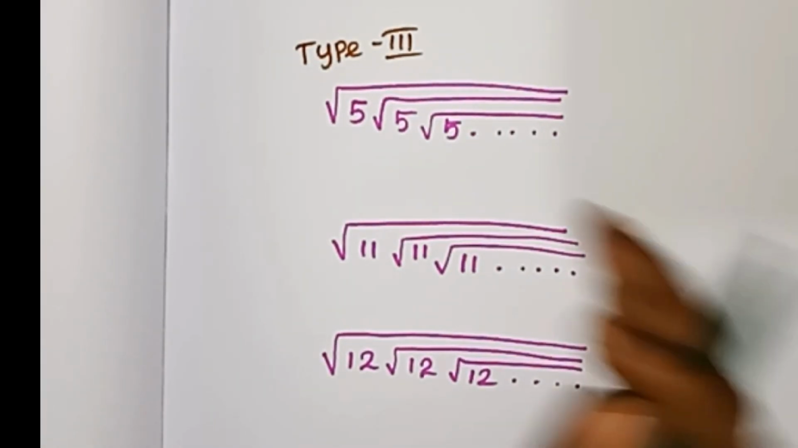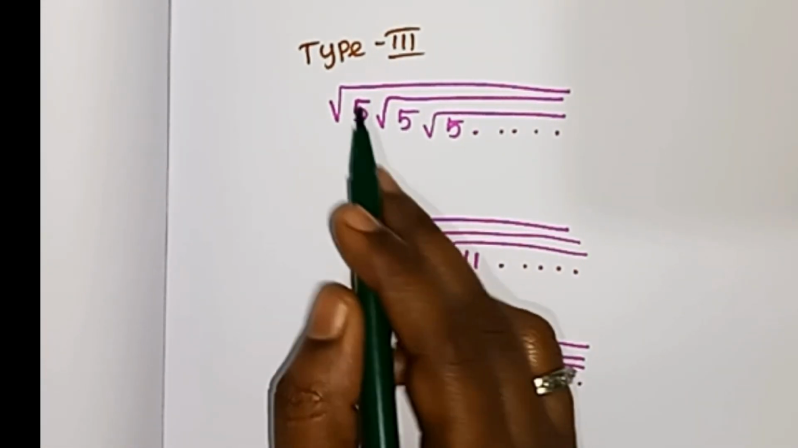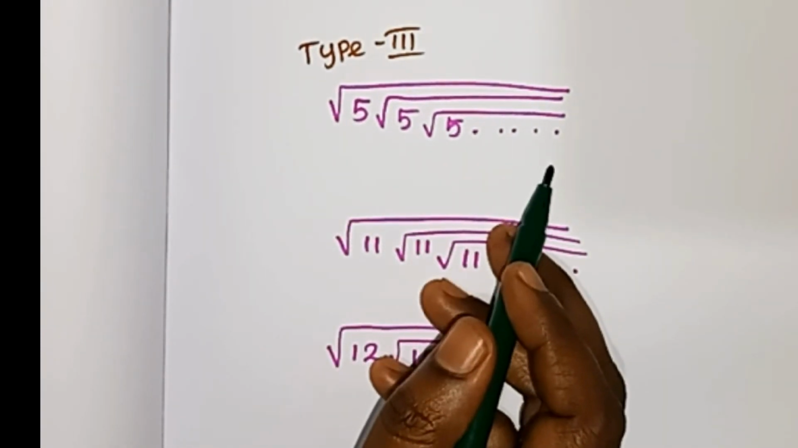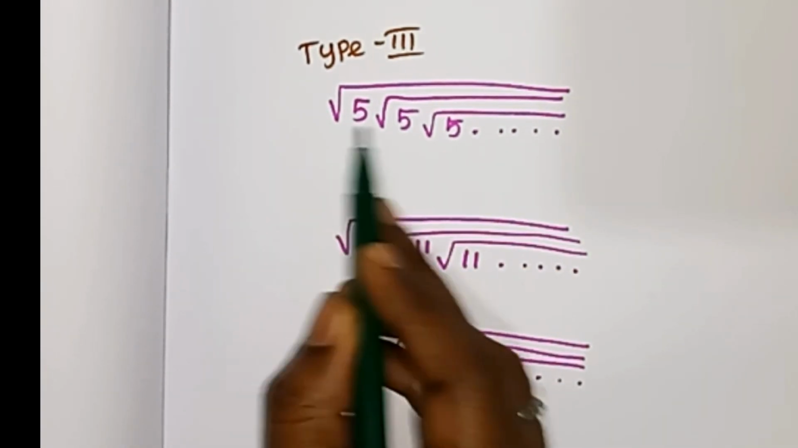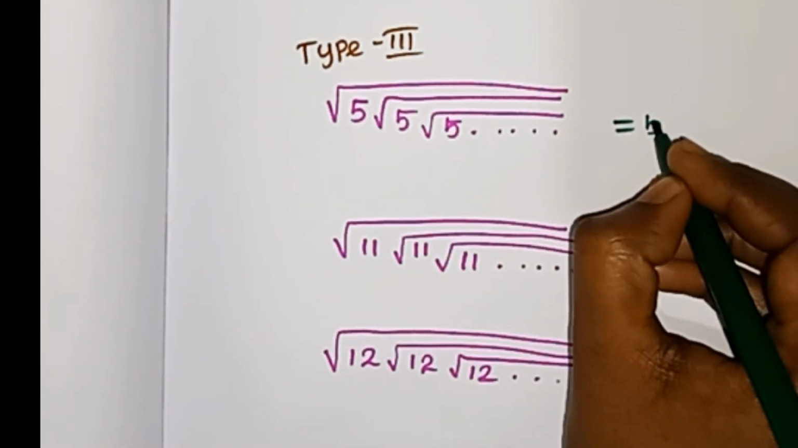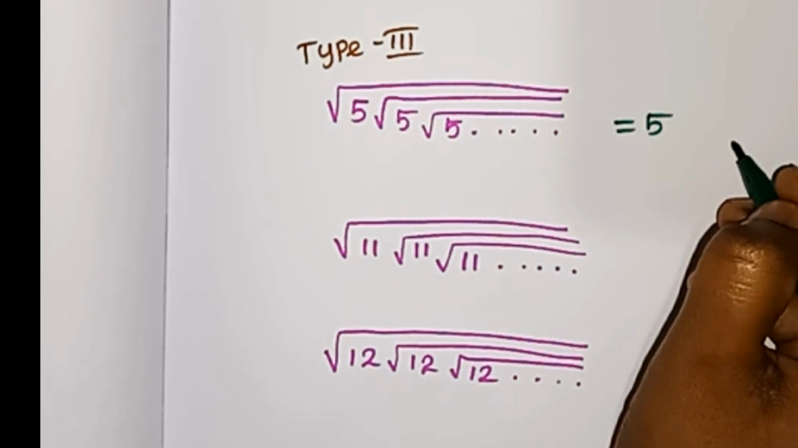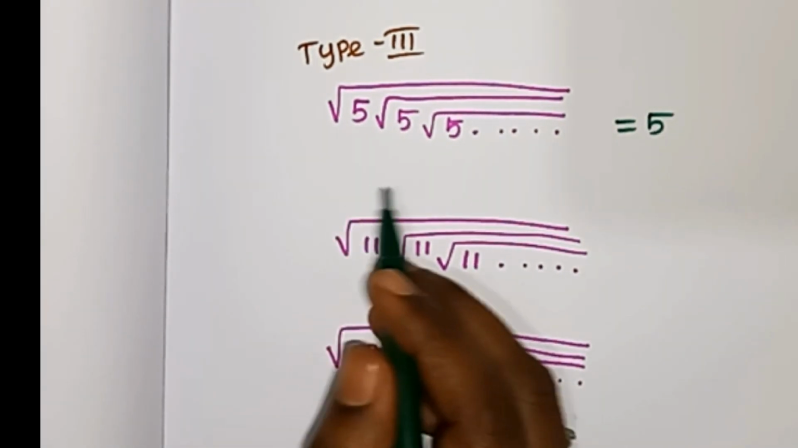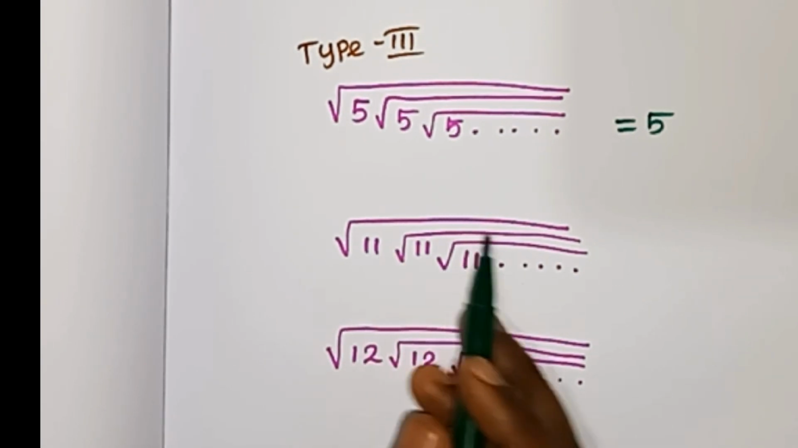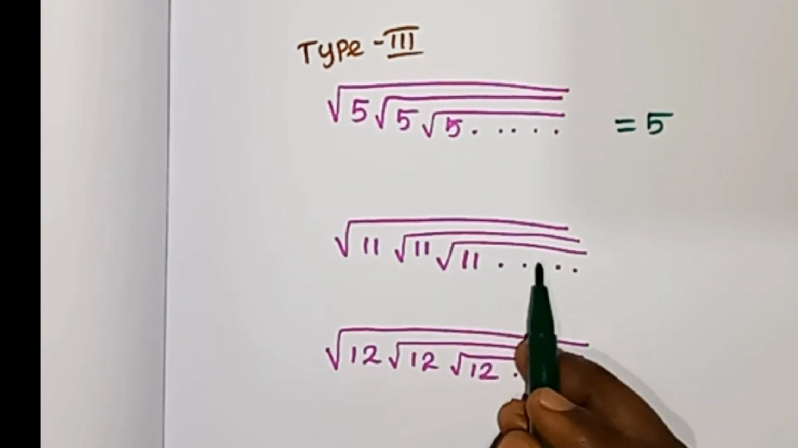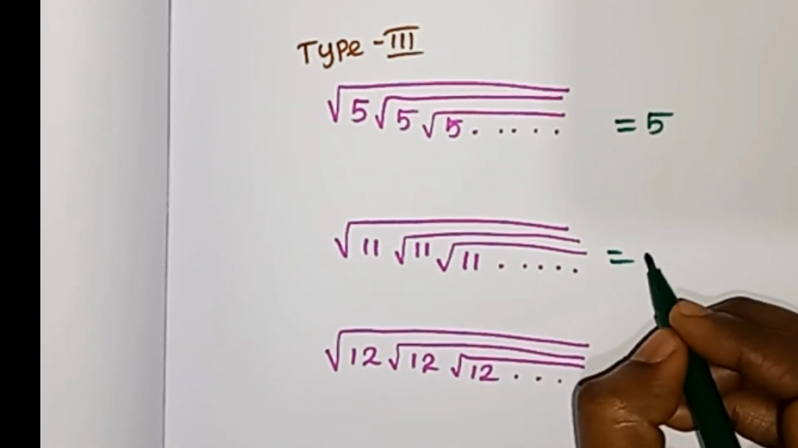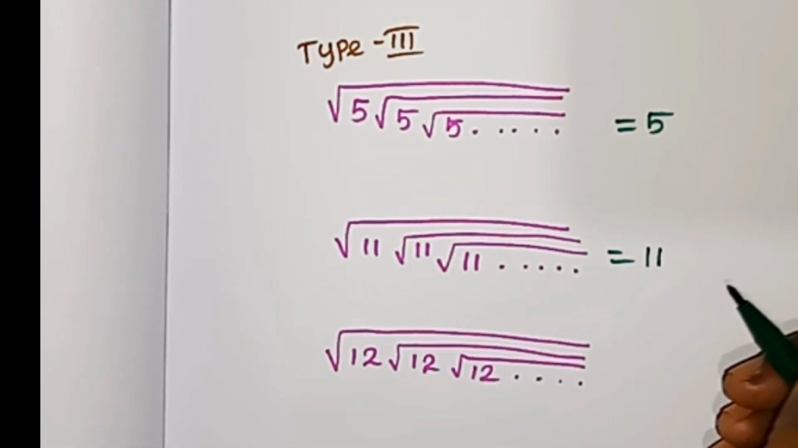Multiplication is very easy. So what is given? Root 5, root 5, root 5. So 5 is repeating. So you have to write what is given. 5 given means you have to write 5. 5 is the answer. Suppose 8 is given, then 8 is the answer. Here root 11, root 11 up to infinite. So 11 is given, so the answer is 11.